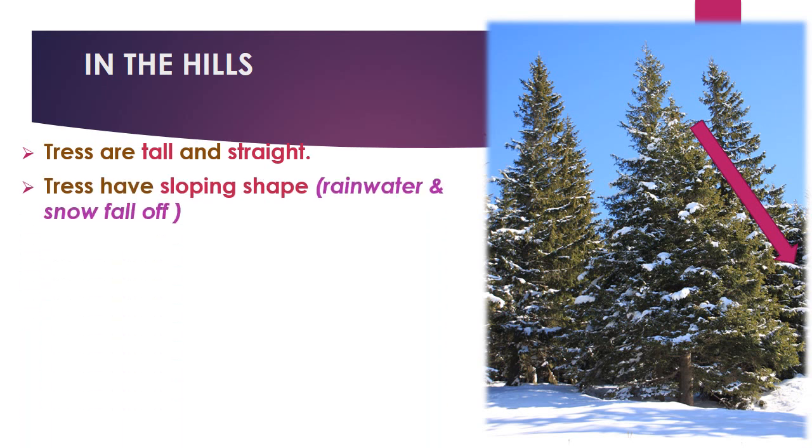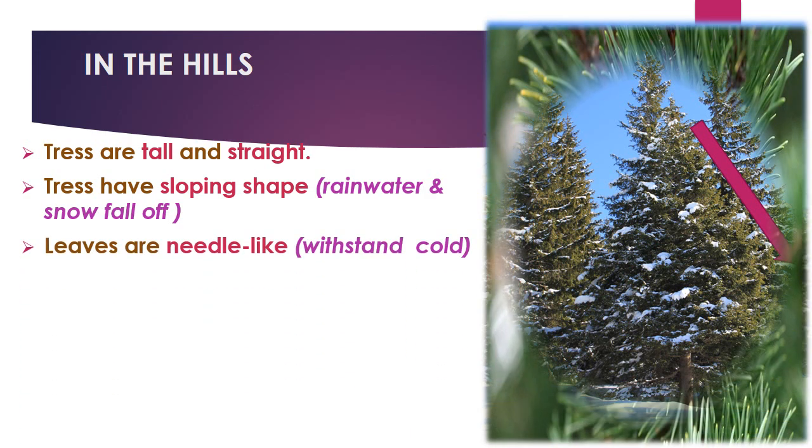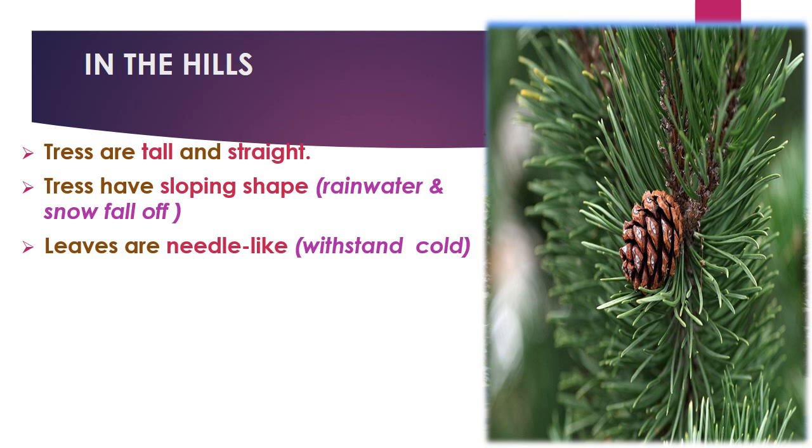The trees have a sloping shape, as you can observe in this picture. This helps the rainwater and the snow fall off easily onto the ground. In this picture you can clearly see that the leaves are needle-like. Because the leaves are narrow and needle-like, it will be difficult for the snow to remain on the leaves and the snow will easily fall off onto the ground.